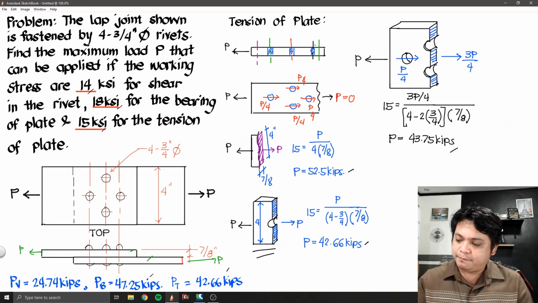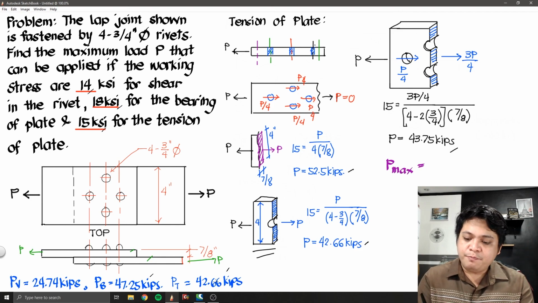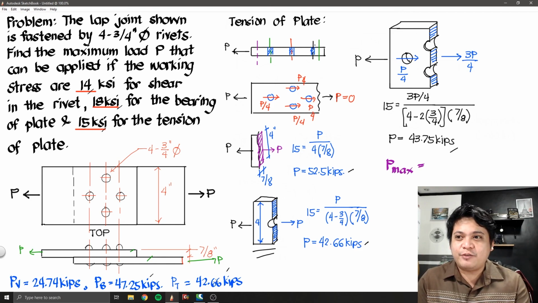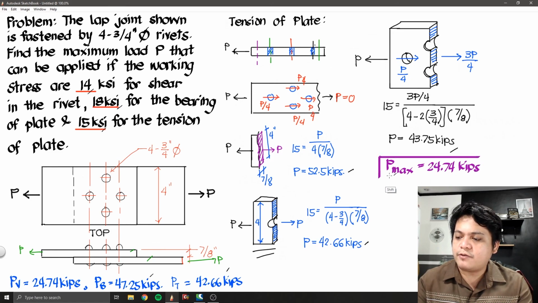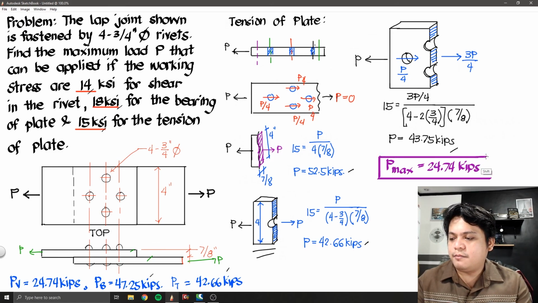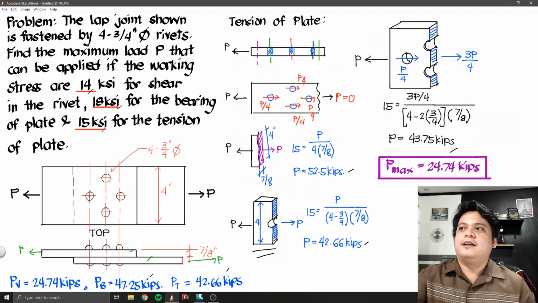The load P that governs, P max, is the minimum of the three, no? So, that is the maximum so that it will not fail under any load. So, that is around 24.74 kips. Okay? So, this is the answer for this problem. The governing one is the shearing stress. Okay? So, that's it.